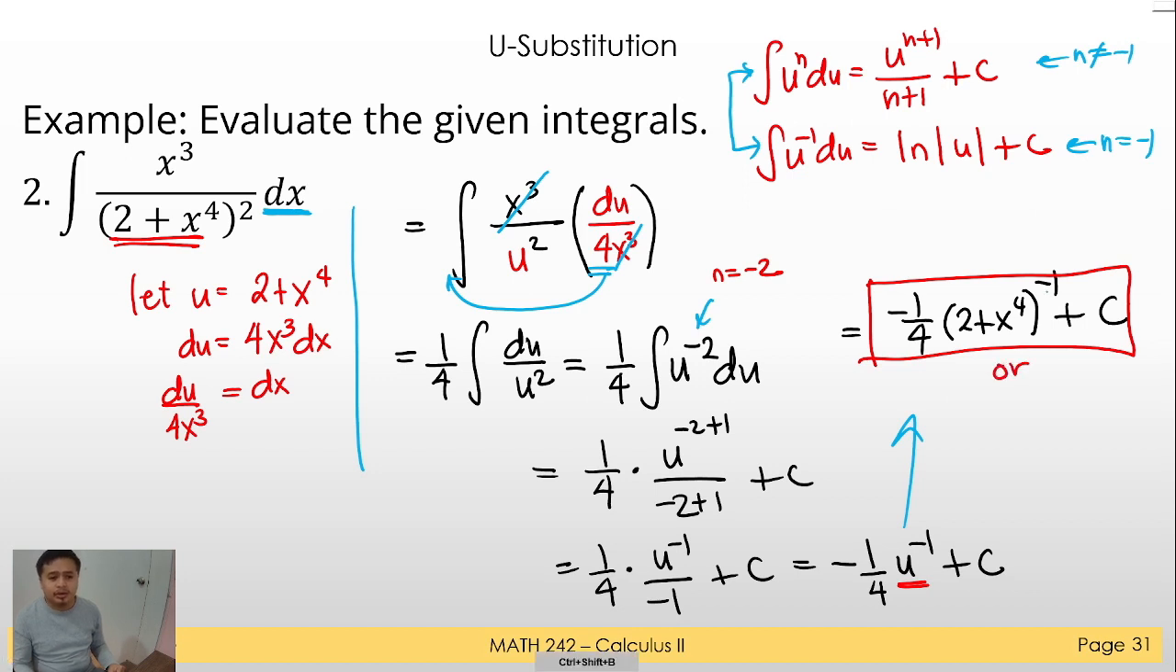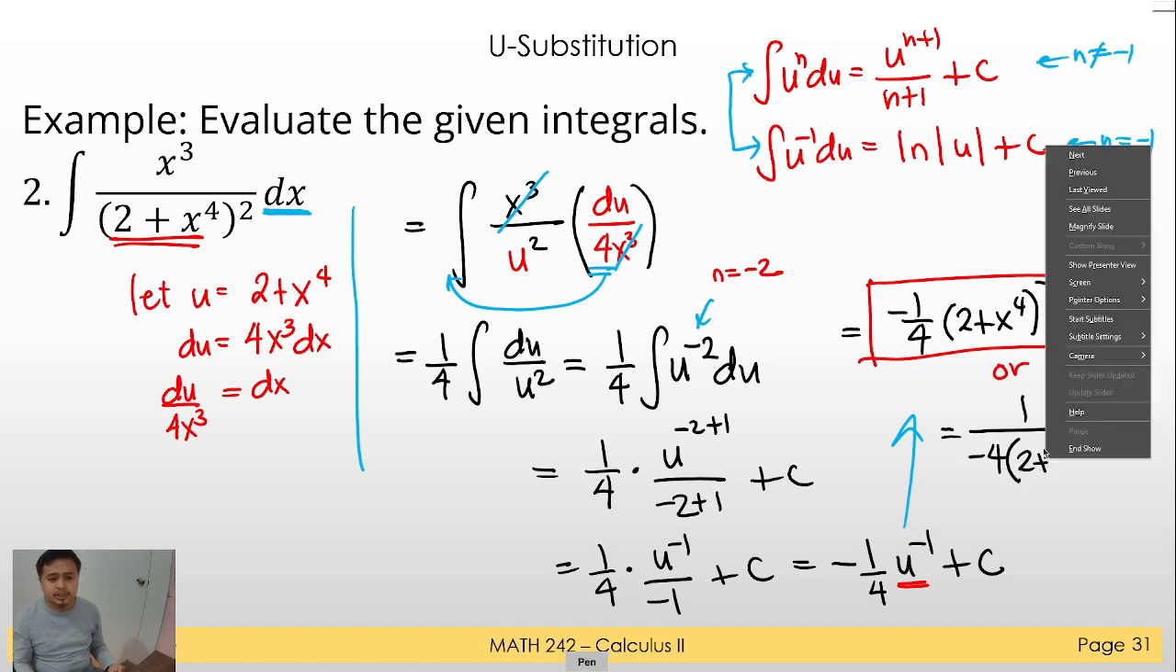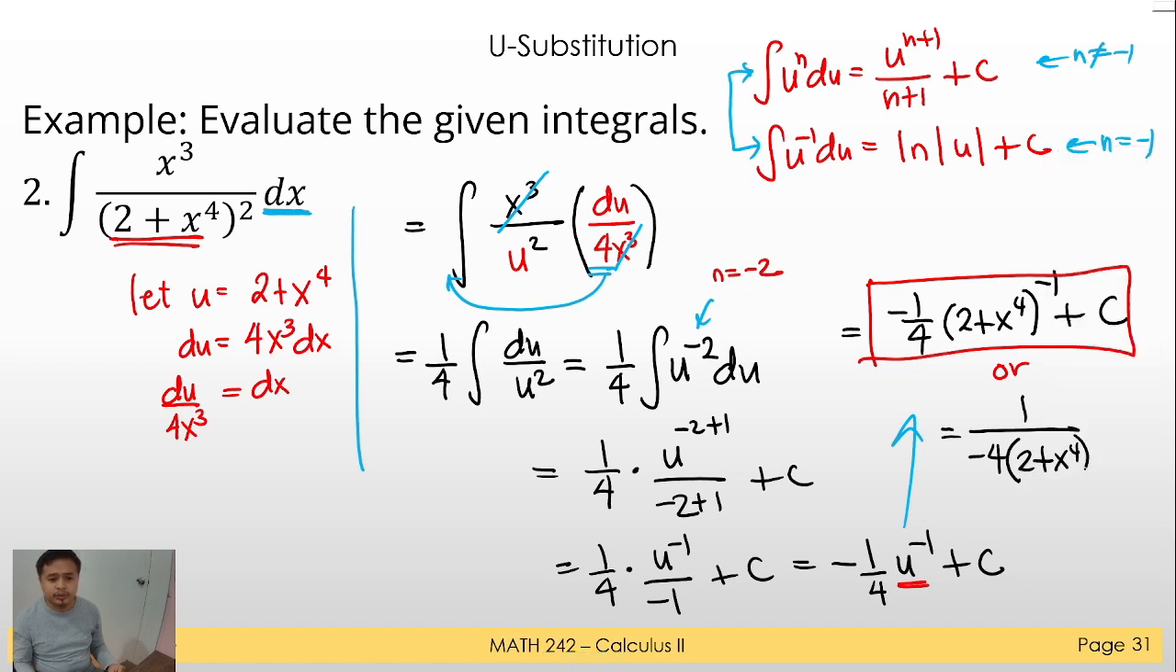Or you could also have an alternative solution. This could also be 1 over negative 4 times 2 plus x raised to the 4th power plus c.